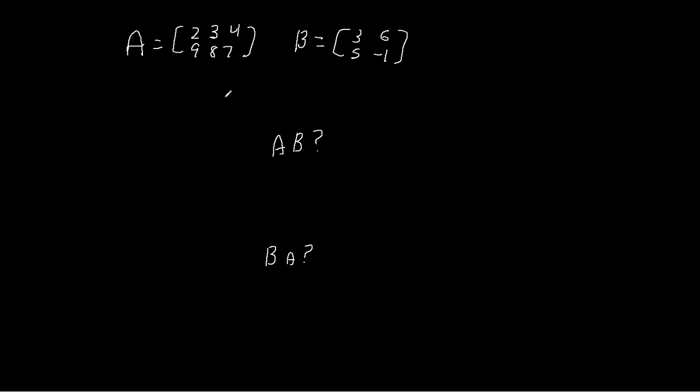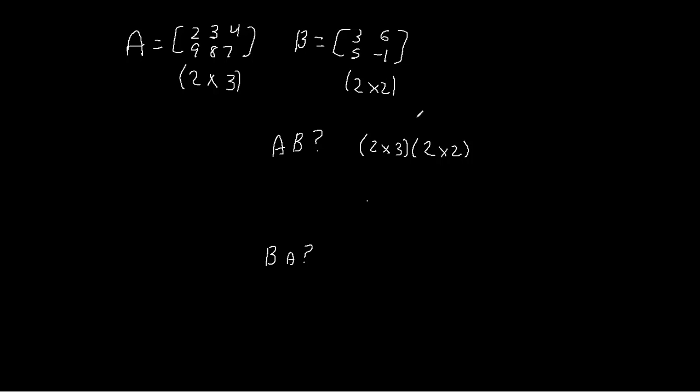A is now a 2 row by 3 column matrix, and B is a 2 by 2 matrix. And so let's ask ourselves, what is A times B? Well, before we do that, let's think. We have a 2 by 3 matrix, and we want to multiply that by a 2 by 2 matrix.